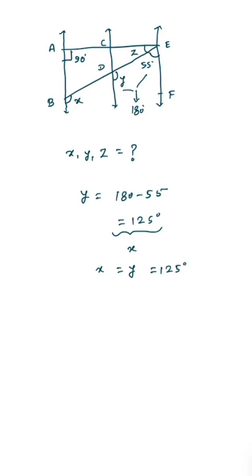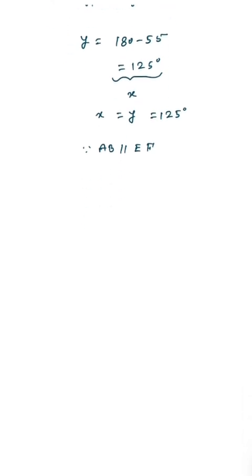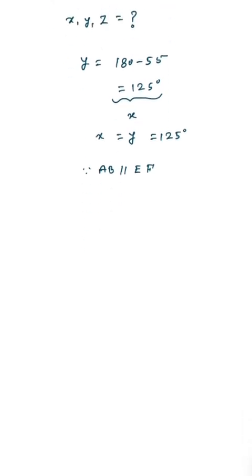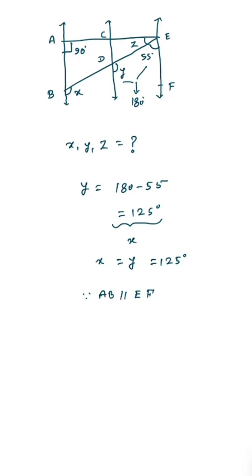Now since AB and EF are parallel lines, the sum of 90 degrees, G and 55 will be equal to 180. And from here we can find the value of angle G. From the equation 90 plus G plus 55 equal to 180, the value of G will be equal to 35 degrees.